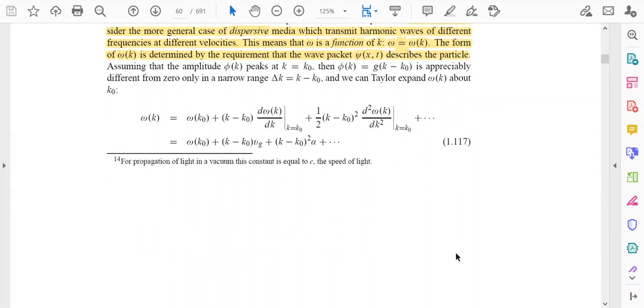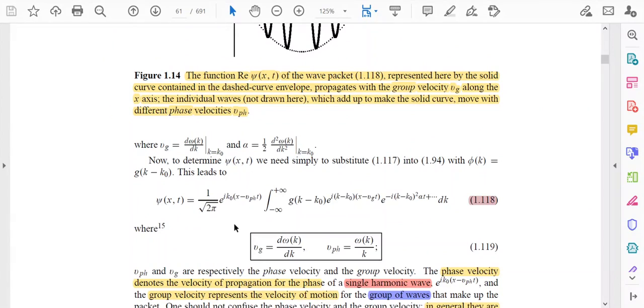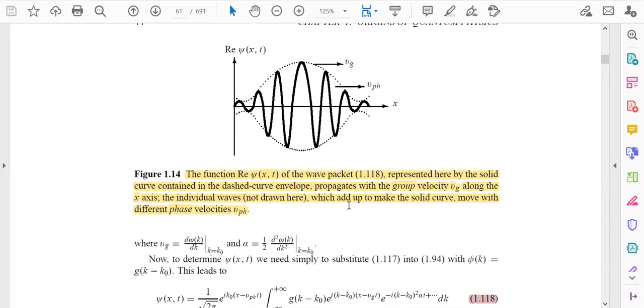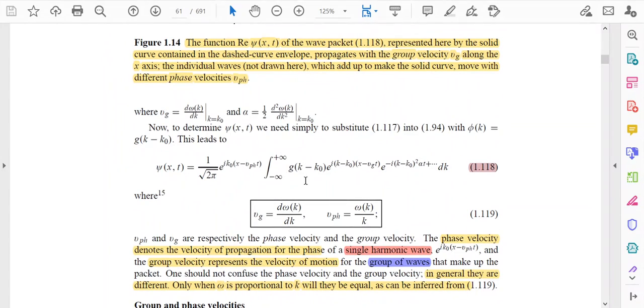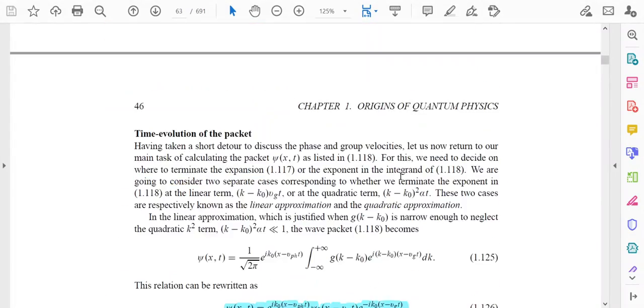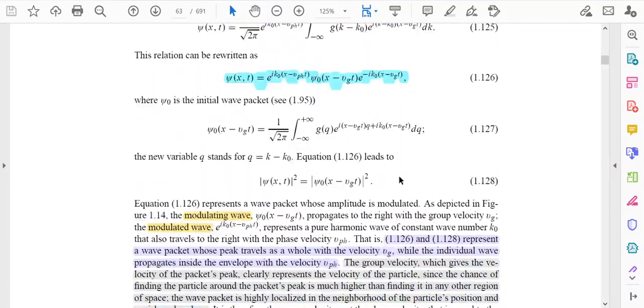So after expanding omega, the new form of the packet is this one, that is psi(x,t) is equal to this. This is expressed in equation 1.118. After considering the Taylor expansion of omega, psi(x,t) can be written in this fashion. There are several terms here, as in Taylor's expansion there is the first term, second term, third term, and so on. So in the new form of psi(x,t), there are several exponential terms. This one is the first term, this is the second term, and so on. Now let us come to the discussion again.